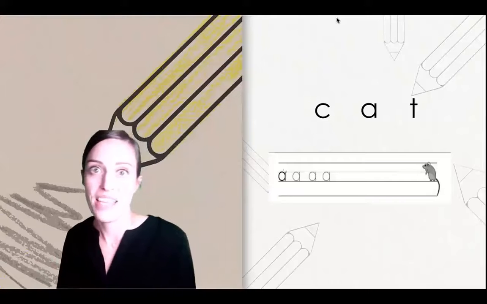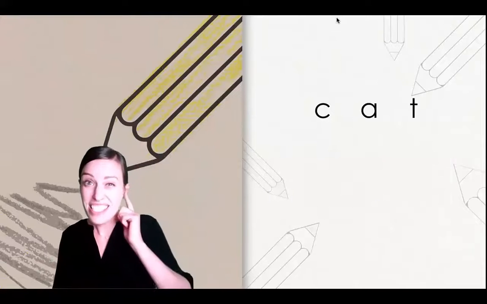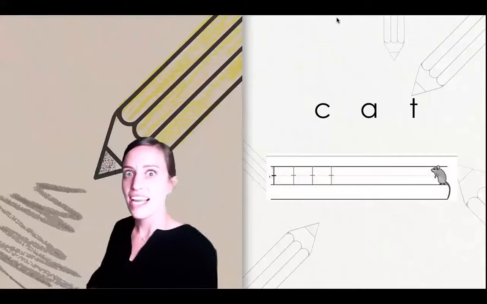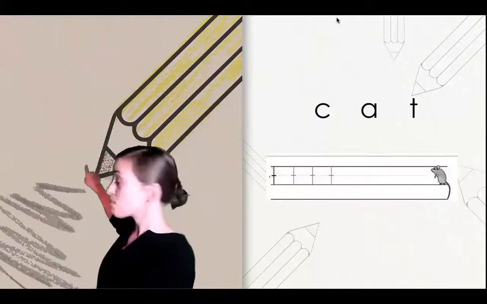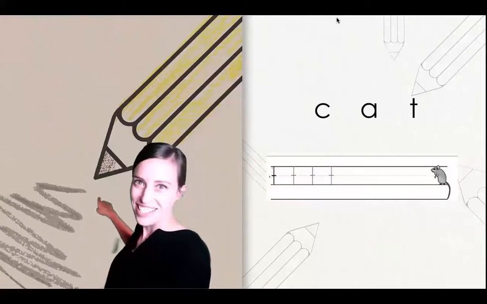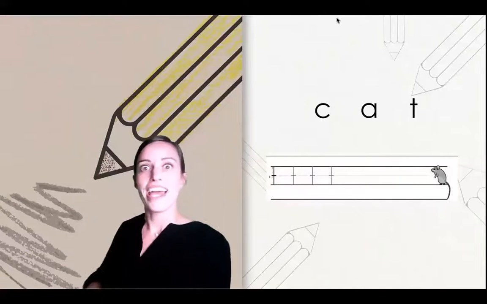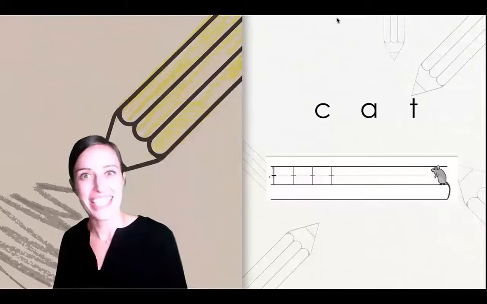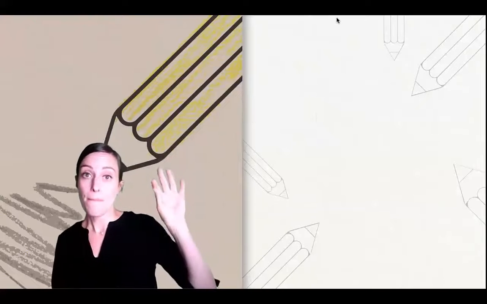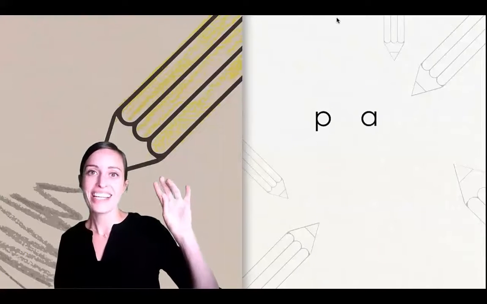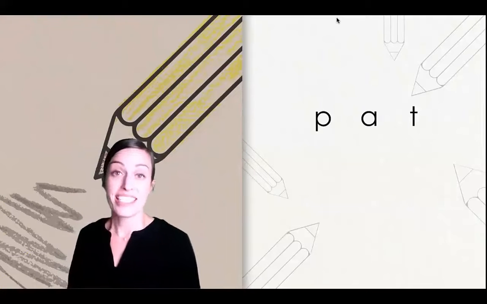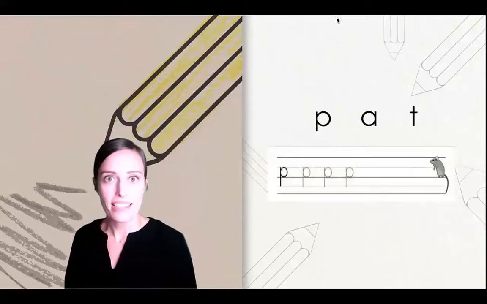And finally, in the word cat, we hear a T sound at the end, so we want to write a T. A T is a tall letter, so it starts at the top line, and we say pull down and cross at that middle line. And that's how we write the word cat. Our next word is pat. P-A-T, pat. Let's go ahead and skywrite the letters in the word pat.